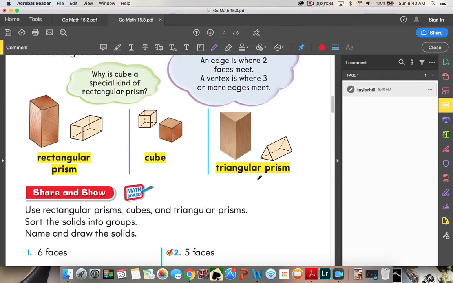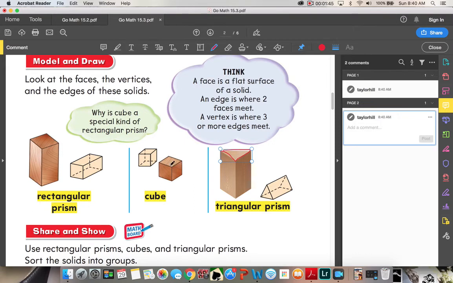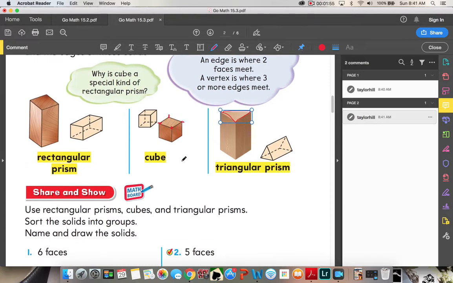Okay? A face is a flat surface of a solid. An edge is where two faces meet. So this line right here, and here, and here, those two faces meet. And then a vertex or a vertice is where three or more edges meet right here. So these little dots right here are going to be your vertices. The corners, the corner pieces.